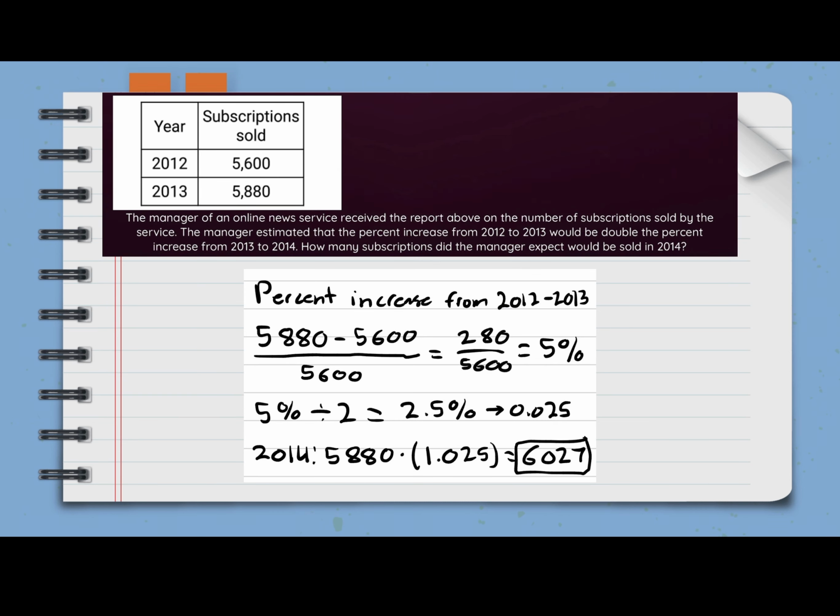and we can turn this into decimal form, in which we can multiply the subscription sold in 2013 by our 2.5% increase to get 6,027.